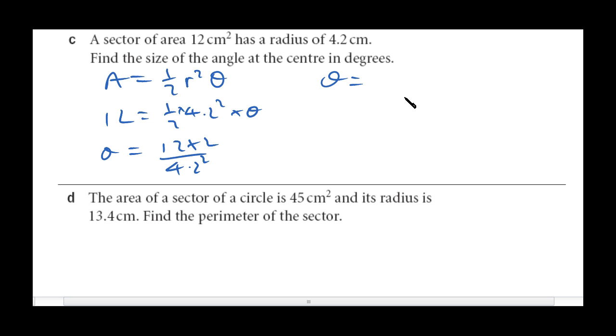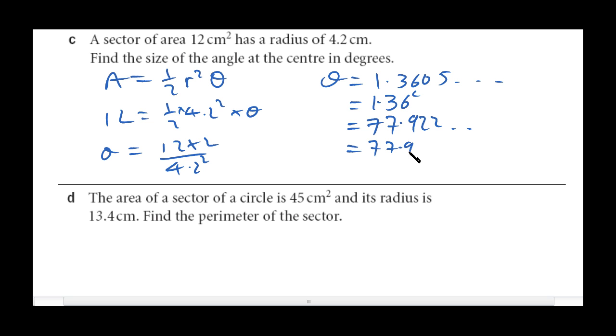So work that all out and theta comes out to be 1.3605 and so on. And to three significant figures, which is what we'll be doing so far in these questions, that's 1.36 radians. And we're going to work it out in degrees, so let's times that by 180 and divide by pi. And we get 77.922 and so on. So 77.9 degrees.